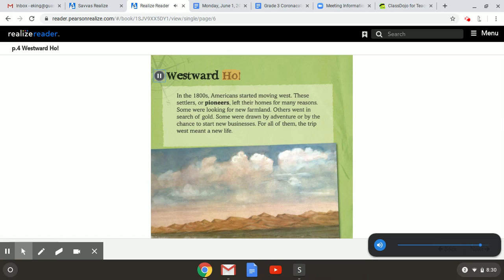Westward Ho! In the 1800s, Americans started moving west. These settlers, or pioneers, left their homes for many reasons. Some were looking for new farmland. Others went in search of gold. Some were drawn by adventure or by the chance to start new businesses. For all of them, the trip west meant a new life.